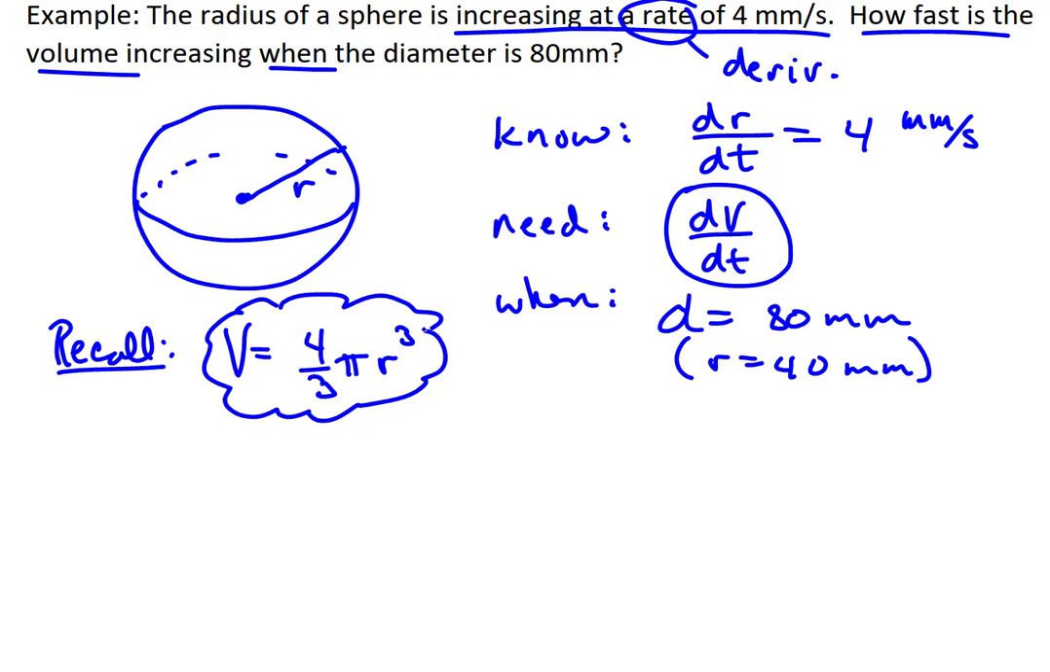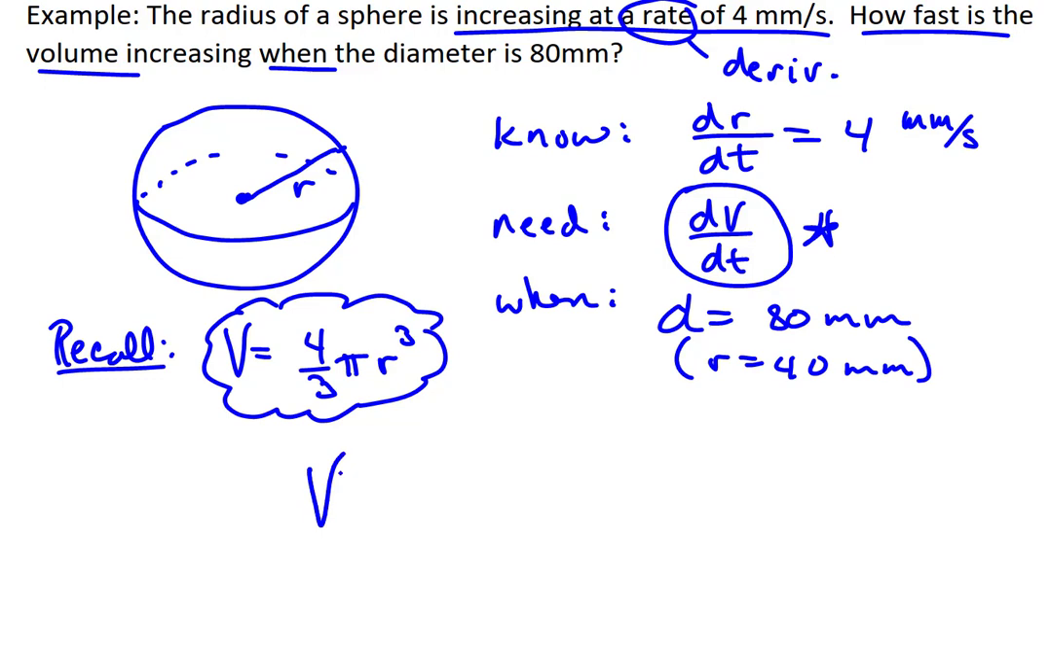So there's our formula for volume, and notice what it includes. It has a V and it has an r for radius. So this is volume in terms of radius. The good news is that's going to help us tie these three things together: the know, the need, and the when. Notice we need dV/dt, and we have a formula for V. So the question becomes, how do we get dV/dt in the picture? The answer is we take the derivative of our volume equation.